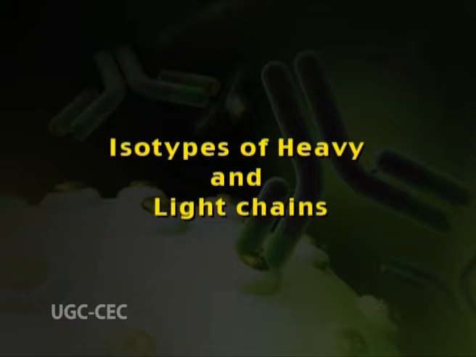Isotypes of heavy and light chains. Next step was to decode the amino acid sequence of the 4 polypeptide chains. It was found that light chains exist in 2 types of sequences, which were named as kappa and lambda. These are the light chain isotypes. Both the light chains in the antibody were of similar type, either kappa or lambda.